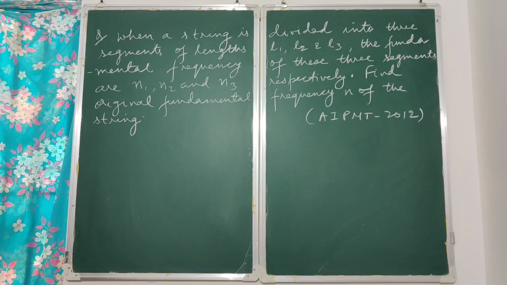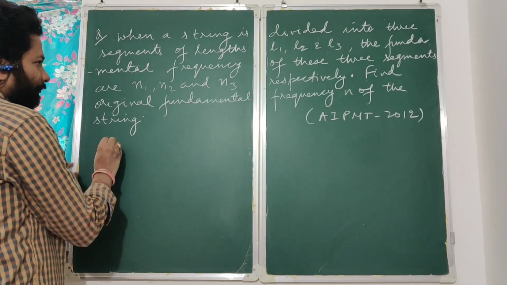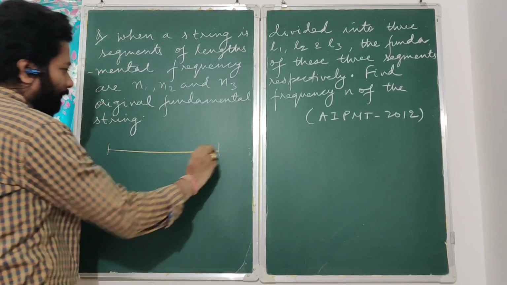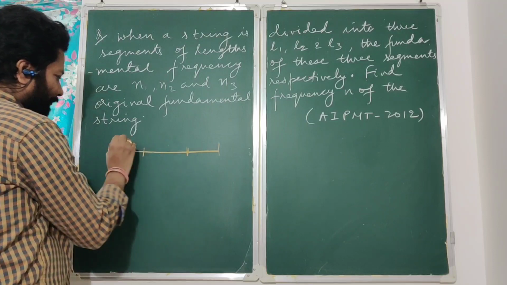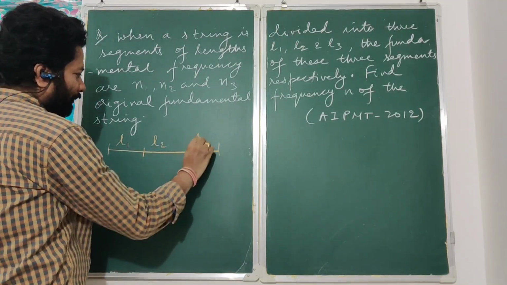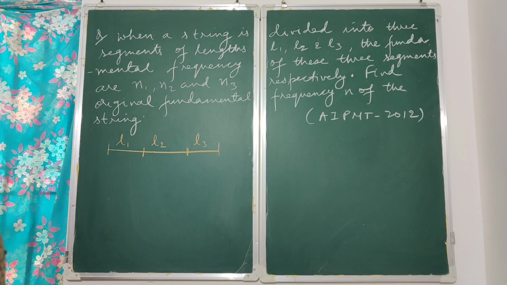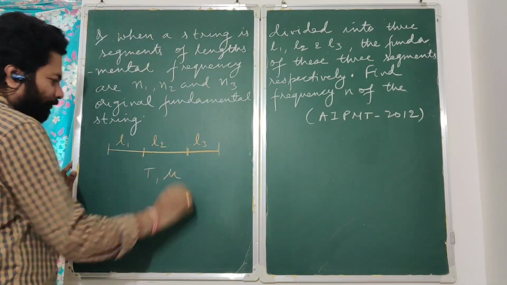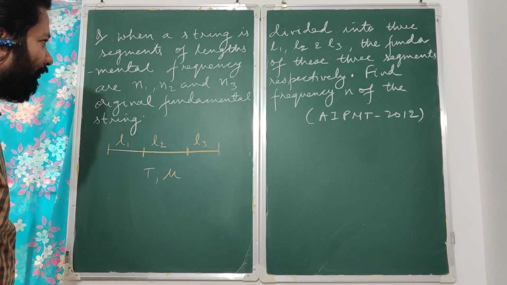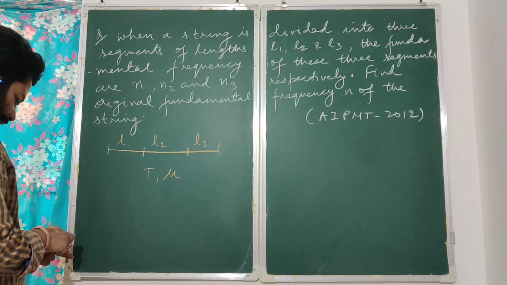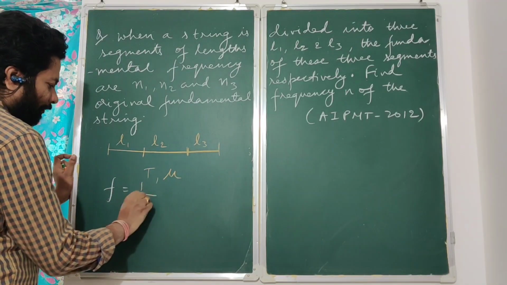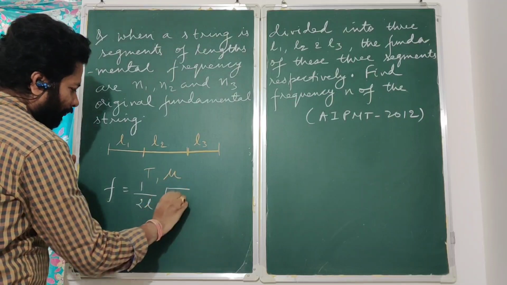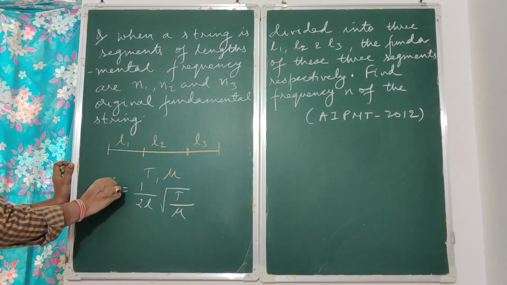Question, this was asked in AIIMS 2012. When a string is divided into 3 segments, so there is a string, and you are dividing it into 3 different segments. One is having length L1, another L2, another L3. But tension and mu will remain the same throughout the string. So what is the frequency? Frequency is given as 1 by 2L root of T by mu if you are talking about the fundamental frequency.